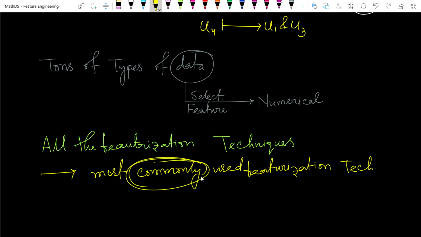In a single chapter and a single sitting it is not possible to cover all the techniques, because it depends on the problem. Based on the problem we have to choose the right featureization. But in this chapter we will try to learn the most commonly used featureizations that we use in real world data. So in the next video we will see how to take the right features.